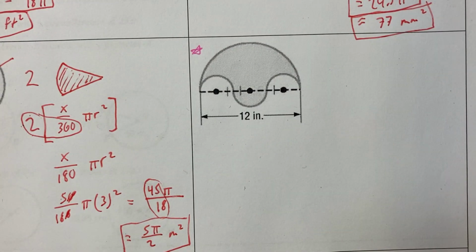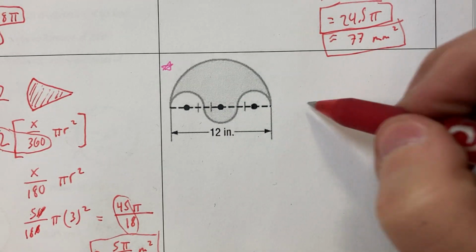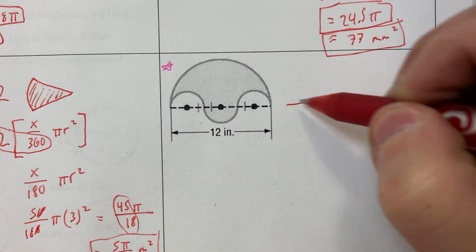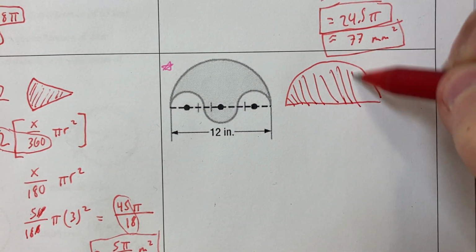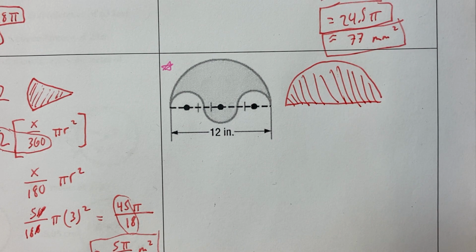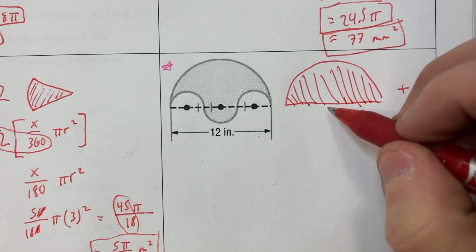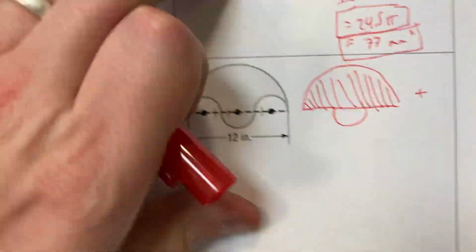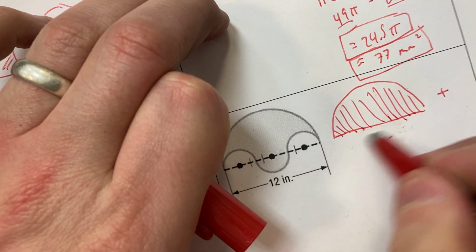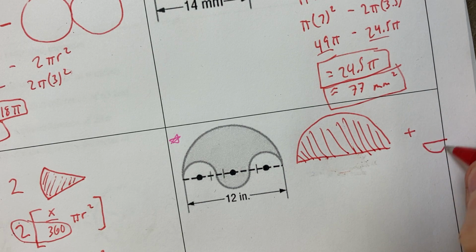This problem, how are we going to get this shaded area? Well, the way I see it, let's start with half of a circle. We're going to start with a half circle. And then what we need to do is add this little piece right here. So you have to add another little half circle.